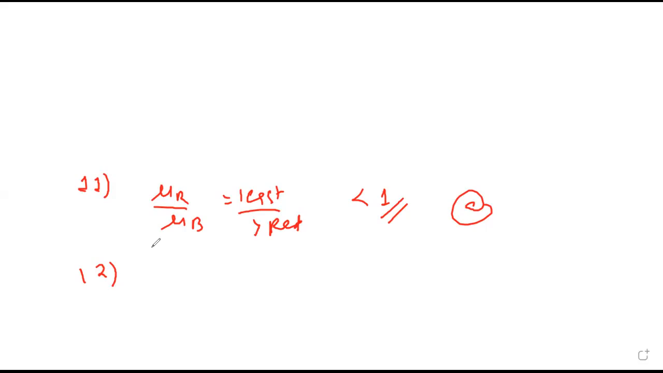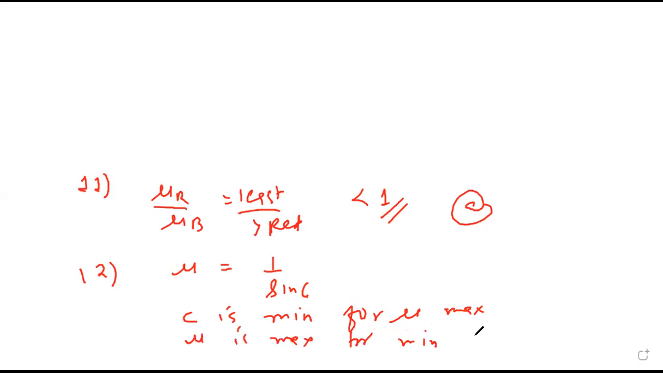Critical angle of light passing from glass to air is minimum for which color? Critical angle, see, refractive index is 1 upon sine of critical angle. That means critical angle is minimum for that whose mu is maximum. C is minimum for mu maximum. Mu for which color is maximum? Mu is maximum for minimum wavelength. Correct? Yes. That means it will be violet color. Option D.